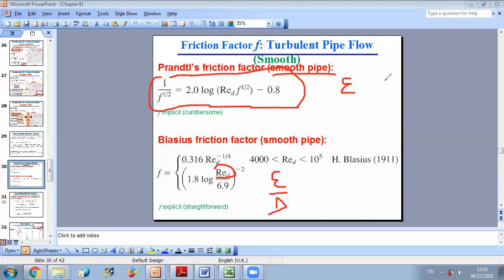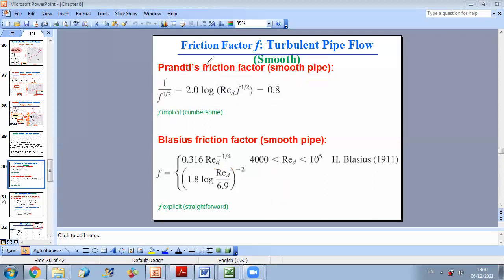Okay, now let us see this. So all of these results are just curve fitting results. And how did they get them? Prandtl and Blasius, how did they get these relations?